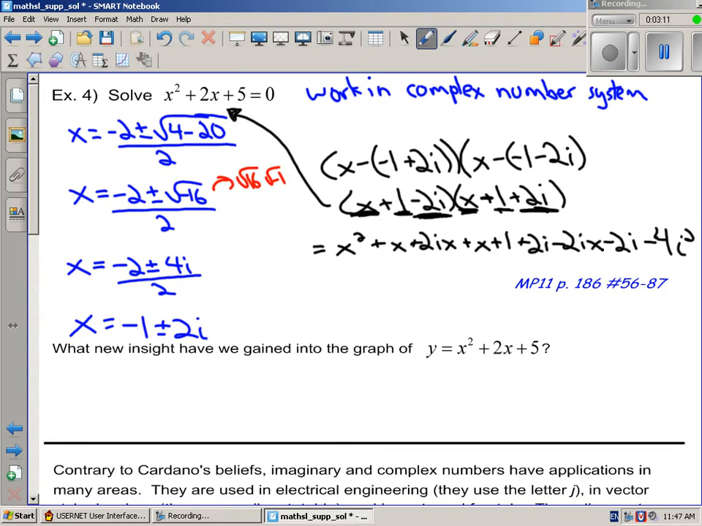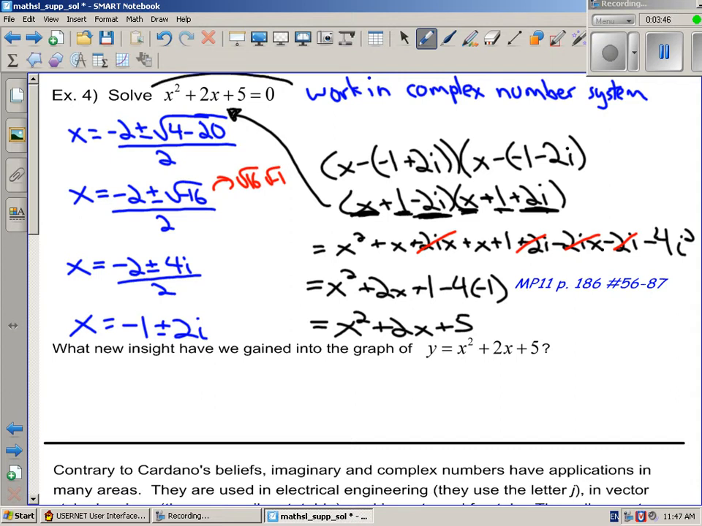These last two terms. Okay, collect our like terms. We have an x squared, we have two x's. 2ix and negative 2ix, those are gone. 2i and negative 2i, those are gone. That just leaves us with plus 1 minus 4i squared, which we know is negative 1. Oh my gosh, it really works out. So these complex roots really do allow us to factor these.